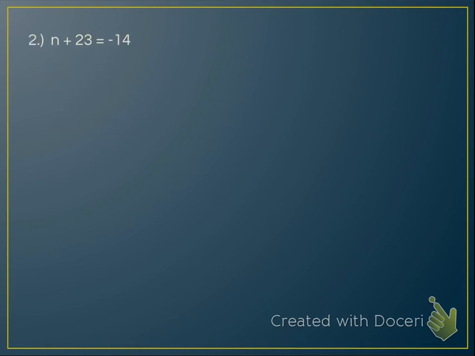Let's look at another one. Here we've got n plus 23 is equal to negative 14. Well, in order to isolate this letter n, to get it by itself so that we know what it's worth, we have to, instead of add 23, subtract 23 from both sides of the equation. Because whatever we do to the left, we do to the right. So when you have 23 and negative 23, that's going to give us our 0. And then we end up with negative 14 minus 23.